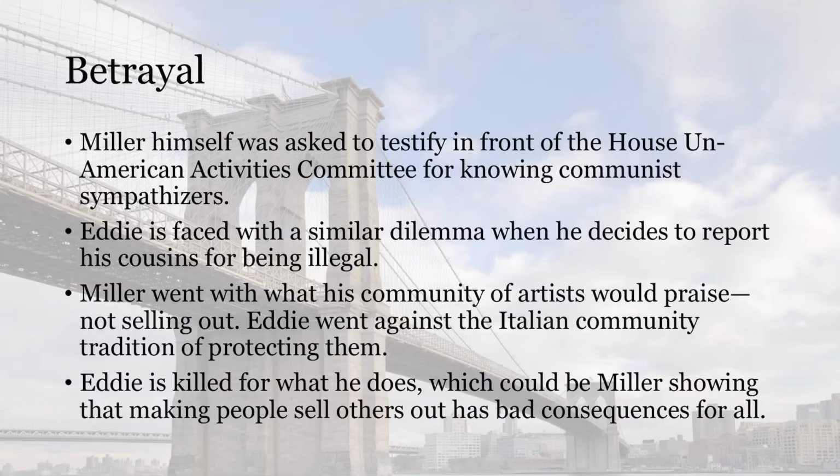Now, this is interesting when you're thinking about betrayal and this theme, because in many ways, what is interesting in the play is that Eddie is faced with a similar dilemma when he decides to report his cousins for being illegal. Miller, so the author Arthur Miller, went with what his community of artists would praise, and he refused to sell out. However, Eddie went against the Italian community's tradition of protecting each other, and Eddie is killed for what he does, which could be Miller's way of showing that selling out other people has bad consequences for everyone.